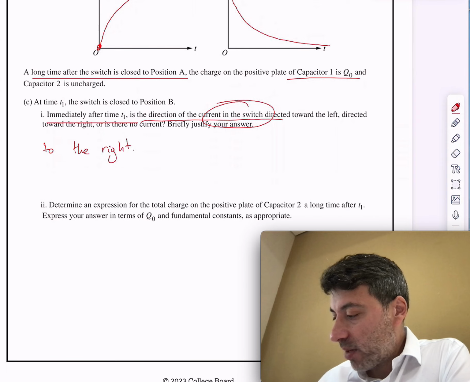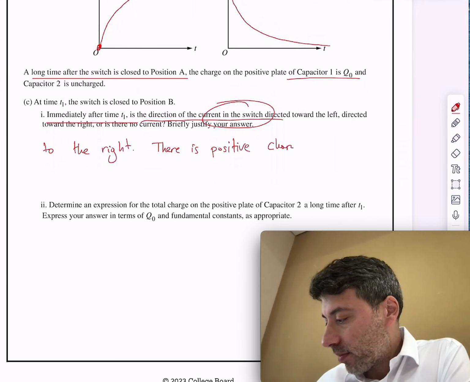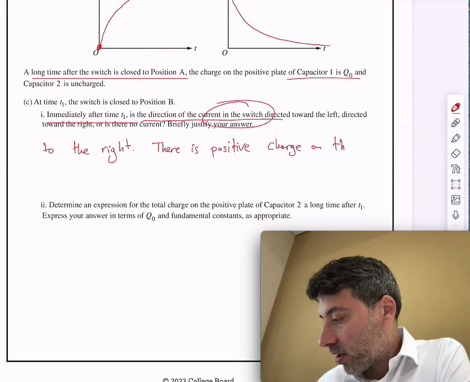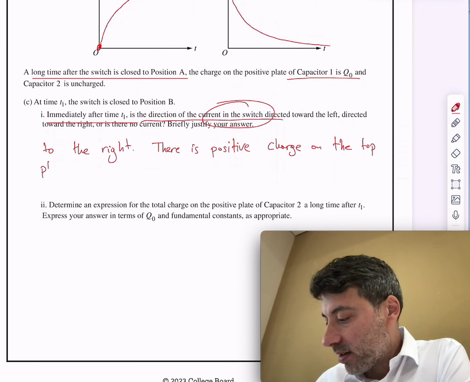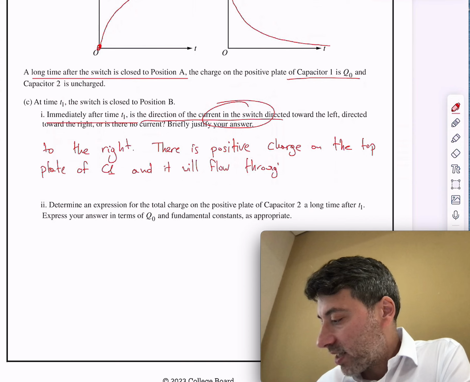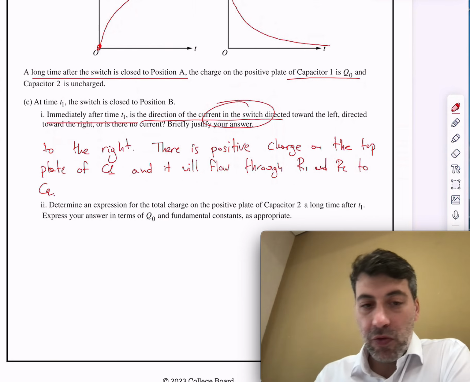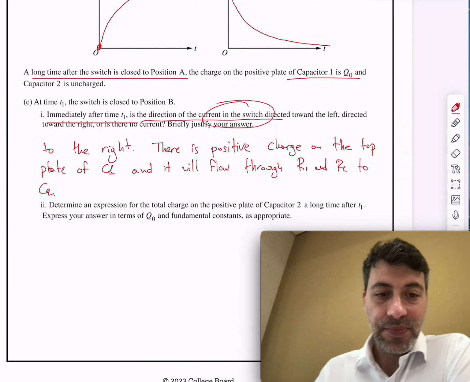and we justify it by stating that there is positive charge on the top side of the top plate of the capacitor 1, and it will flow through the resistors to the second capacitor. So it will flow to the right on the switch.